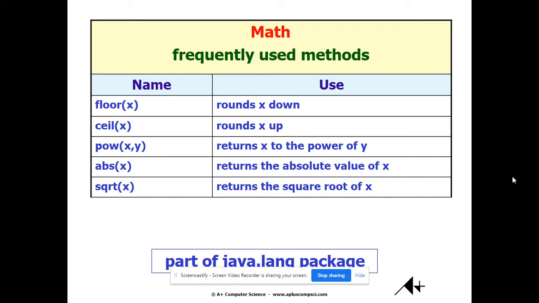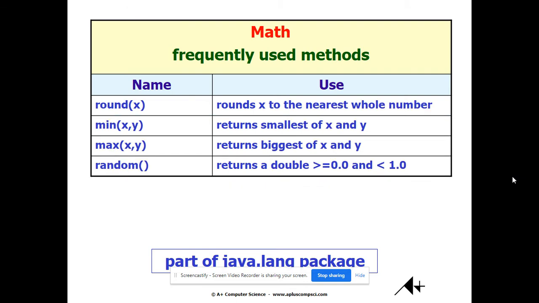A couple more I want to show you before we try them out. Round is going to be the one that's going to round it properly. So if you had 10.4, round would round it to 10. But if you had 10.6, it would round it up to 11. So it rounds to the nearest whole number.